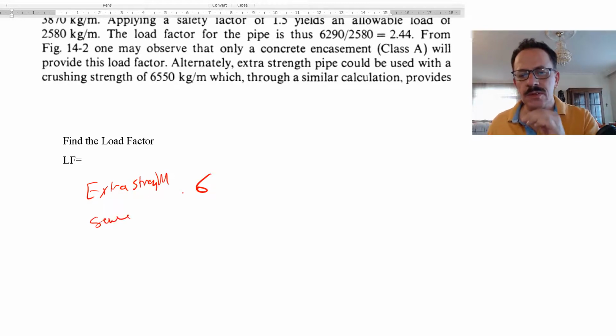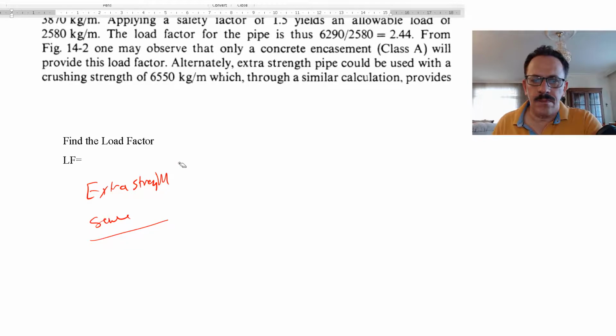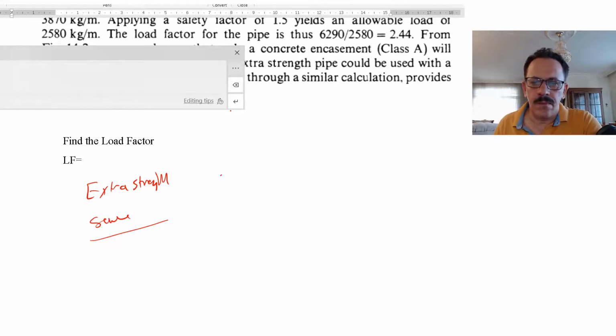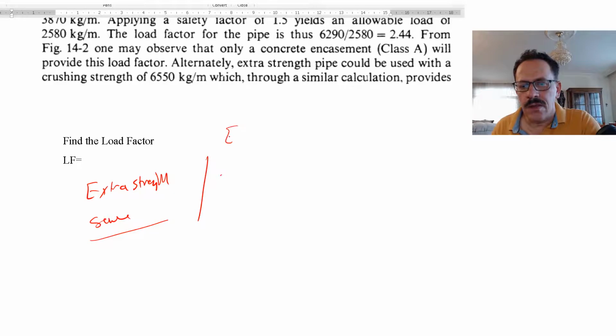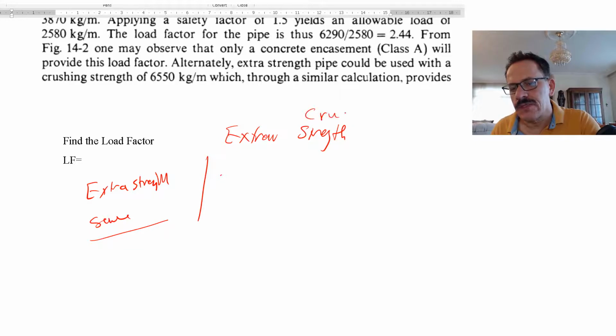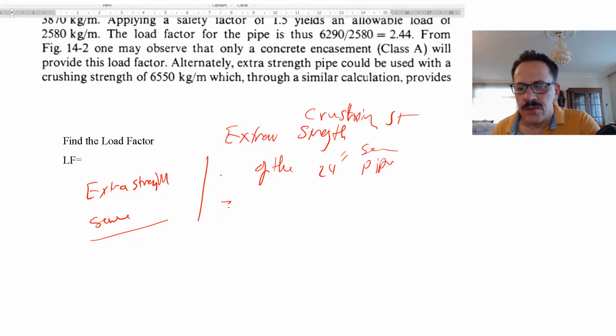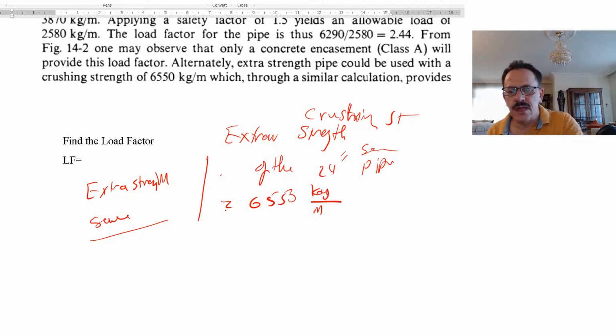So for the extra strength sewer, the crushing strength of the 24 inch sewer pipe will be equal to 6,550 kilogram per meter. This is what we have.